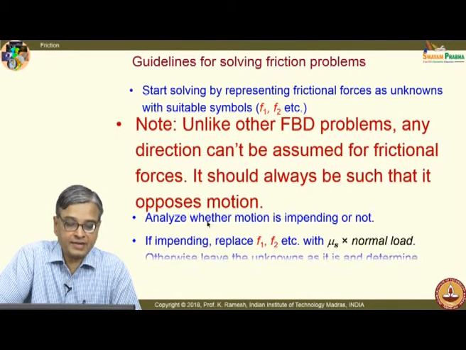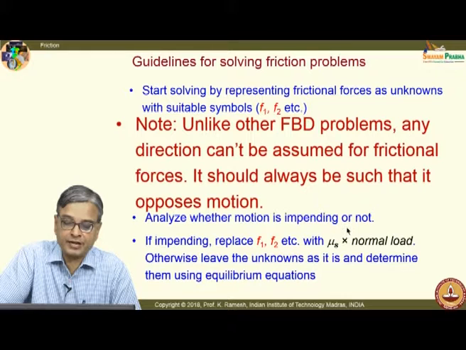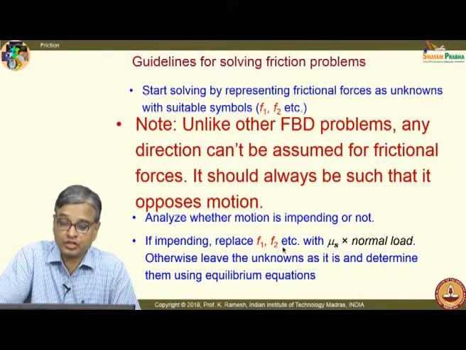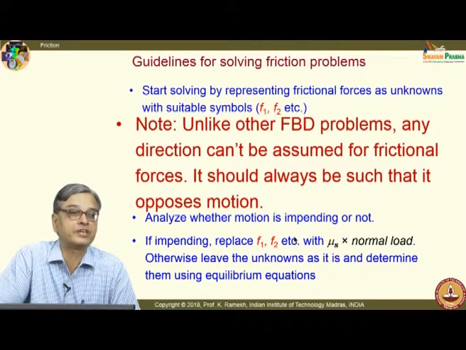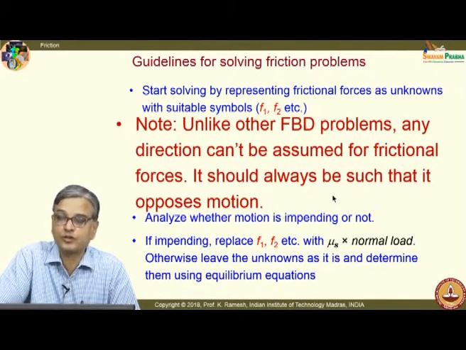And it is again advised, analyze whether motion is impending or not. If the motion is impending, replace F1, F2, whichever is appropriate. All may be appropriate or some may be appropriate. In such a case, replace them with mu times the normal load. Otherwise, leave the unknowns as they are and determine them using equilibrium equations. So, that is a good practice for you to follow.